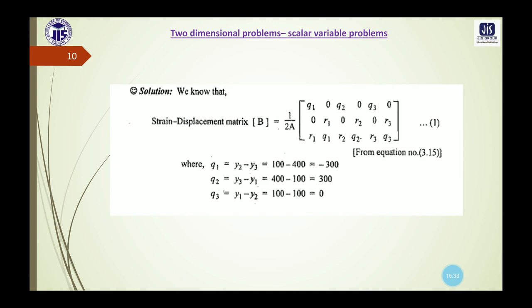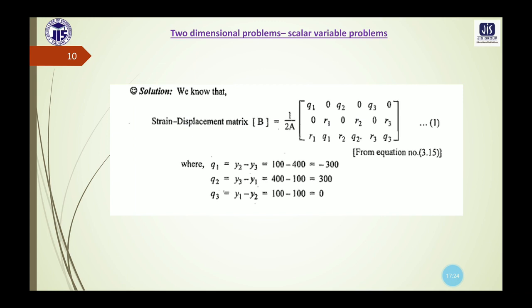This is the formula for the strain displacement matrix that we have discussed in the earlier lecture. For the strain displacement matrix B, the formula is 1 by 2A multiplied by this 5 by 3 matrix. Now within this matrix there are Q1, Q2, Q3, and R1, R2, R3. So what are these actually?